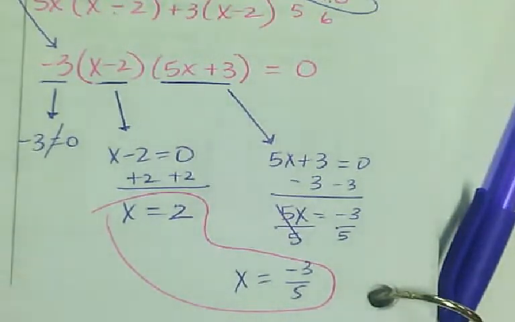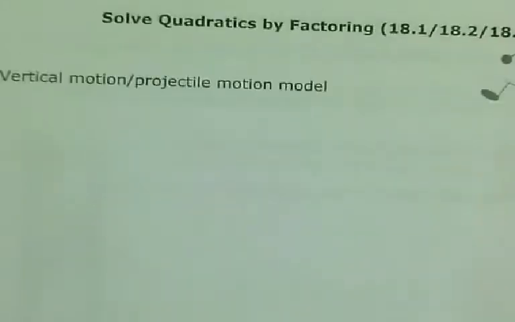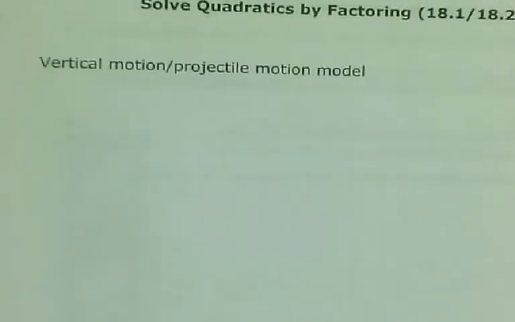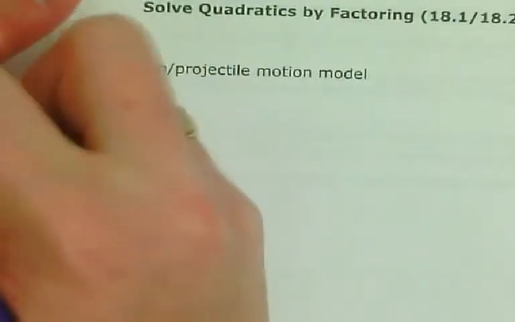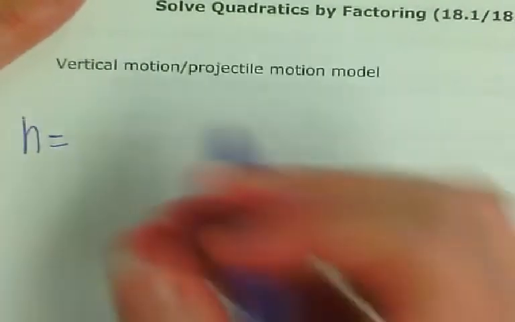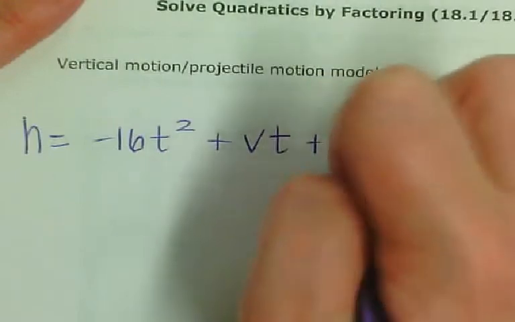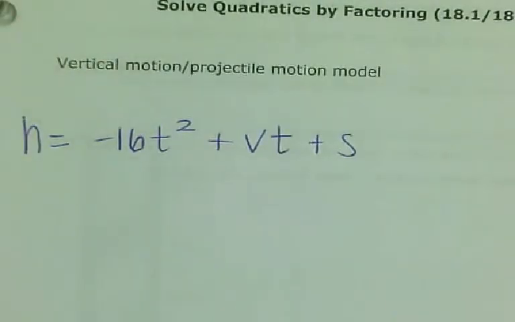Along with this part of the unit, we're going to do some word problems that use a special formula. So on the next page of your notes, we have what is called the vertical motion or projectile motion model. This is just an equation. This equation is not on your reference chart, so you have to know it. And it's going to look scary, but it's really not. Once you use it, it's going to be really easy to remember. So it's h equals negative 16t squared plus vt plus s.